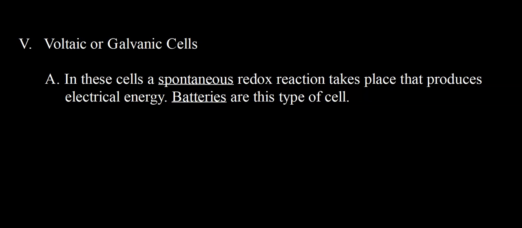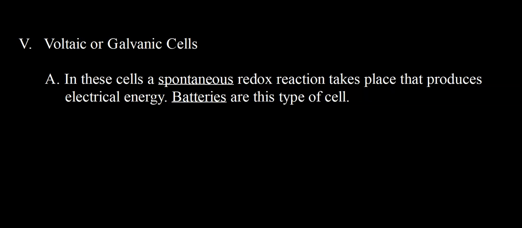So in our previous lesson, we talked about one type of electrochemical cell known as an electrolytic cell. Recall that in an electrolytic cell, you have a non-spontaneous redox reaction that must be forced to occur by an external power supply such as a battery.